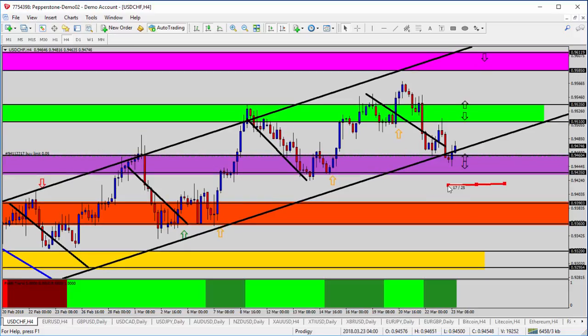Risk and stop losses will be under the purple zone. That way, if the market changes its mind and starts going back down, we limit the potential impact to our trading account. So buying the purple zone, targeting higher levels within the trend channel is what we're looking for today on the USDCHF.